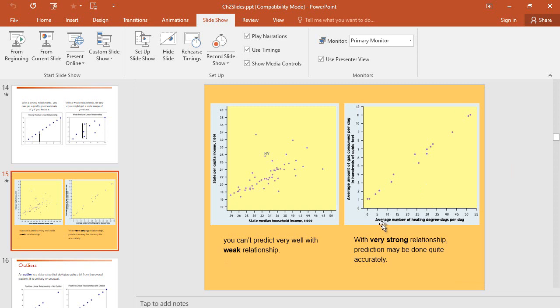two variables. One of them is the average number of heating degree days per day, and the other one is the average amount of gas consumed per day in hundreds of cubic feet. So again, along the vertical axis we are plotting average amount of gas consumed per day in hundreds of cubic feet. So this is about heating a home. The amount of gas needed depends on the number of heating degree days.